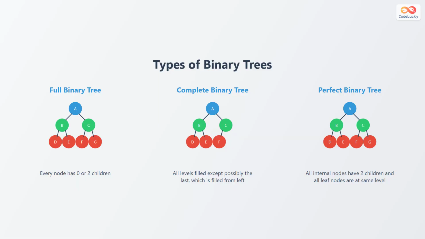Now let us explore different types of binary trees. First, we have a full binary tree where every node has either 0 or 2 children. Next, a complete binary tree is one in which all levels are completely filled, except possibly the last level, which is filled from left to right. Finally, a perfect binary tree is a binary tree in which all internal nodes have exactly 2 children and all leaf nodes are at the same level.